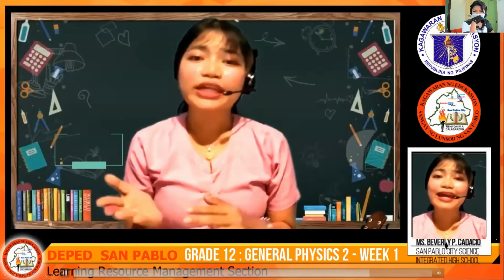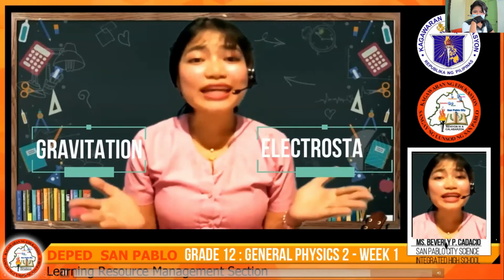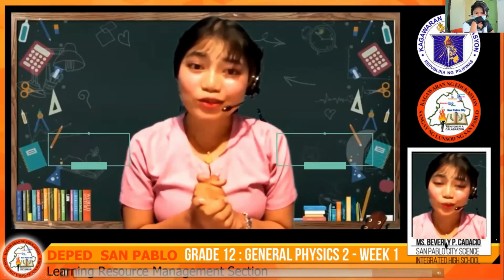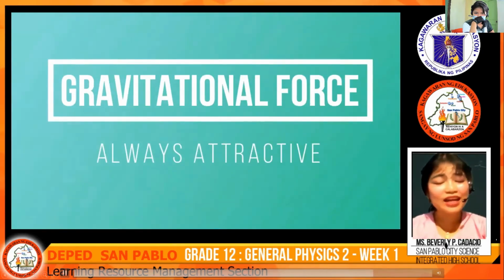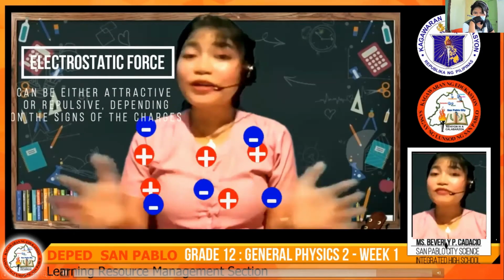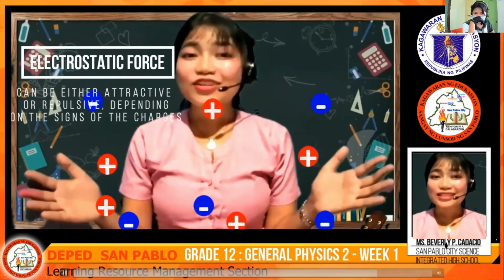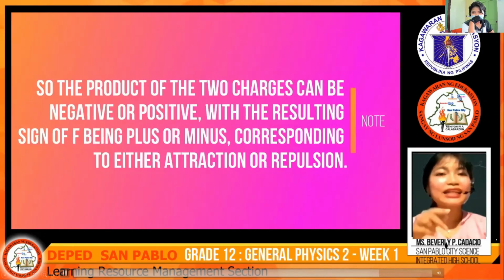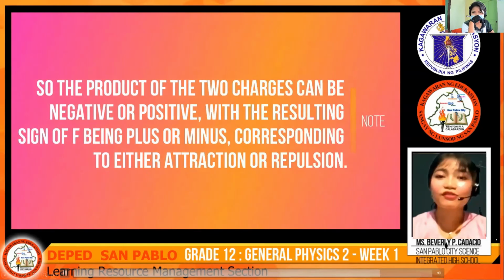Now, gravitation and electrostatic force work in totally different ways, so of course we have to express them differently too. The force of gravity, after all, is always attractive. But the electrostatic forces can be either attractive or repulsive, depending on the signs of the charges. So the product of the two charges can be negative or positive, with the resulting sign of F being plus or minus, corresponding to either attraction or repulsion.